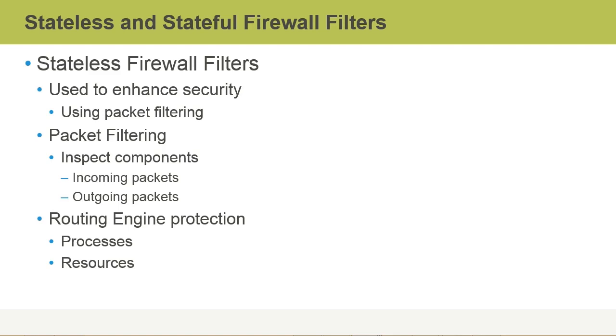Stateless firewall filters are designed to improve the security of the device by implementing packet filtering capabilities. Packet filtering is the idea that the device can inspect the packet, both incoming and outgoing packets, and inspect the header information of the packet. These firewall filters, or packet filters, are designed to protect the routing engine, its processes, and its resources.